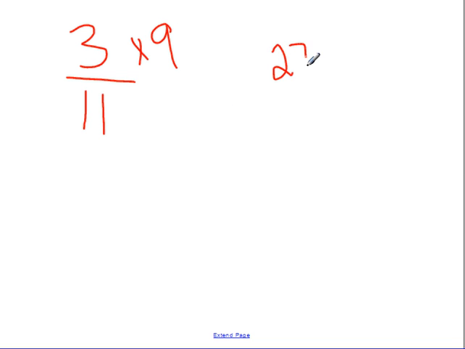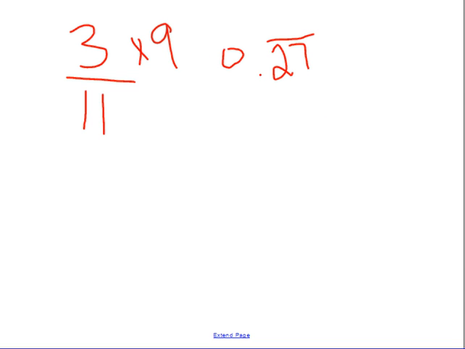You don't have to write this next one down. I just want to show you another example. If I have 3 over 11, what's 3 times 9? It's 27. So guess what 3 over 11 is? 0.27 repeating. Isn't that so nice?